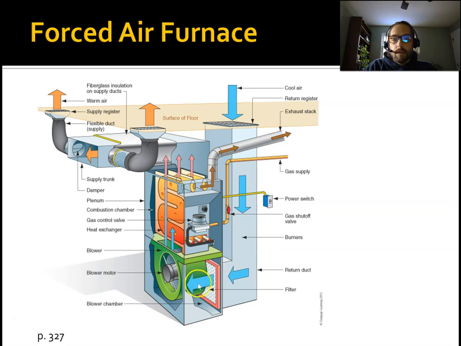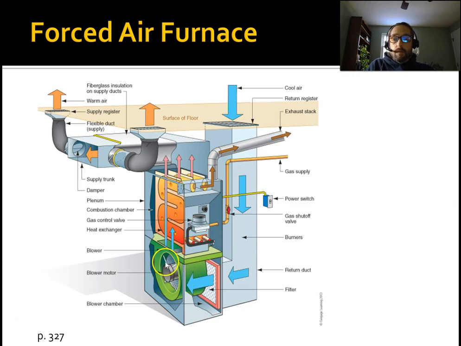Then this air is blown across a heat exchanger, which is just hot metal. It has this S-curve shape to maximize the surface area of the hot metal. And then it blows the air out the supply duct. We'll go over some of the different distribution systems in a little bit. Basically, you bring air in, filter it, blow it across this hot heating coil, and it blows out the supply ducts. This process is driven by the air handler or the blower.